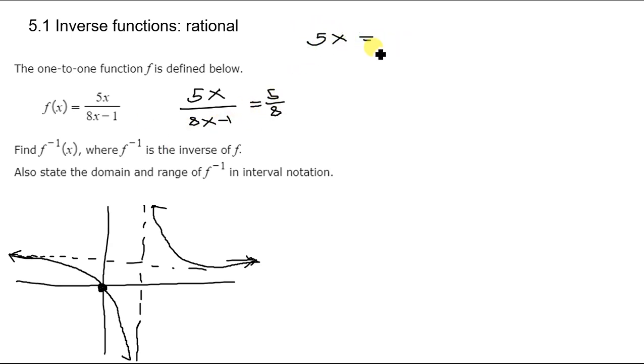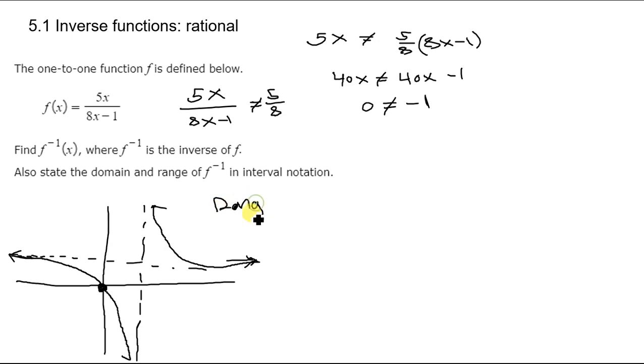So if it is, 5x will be equal to 5 divided by 8 times 8x minus 1. Multiply both sides by 8. That'll give us 40x is equal to 5 times 8x minus 1, which is 40x minus 1. Now subtract 40x from both sides. 0 is not equal to minus 1, so none of these are true. And so now we know what the range of f is. It's from minus infinity up to positive 5 over 8 unioned with 5 over 8 to positive infinity.